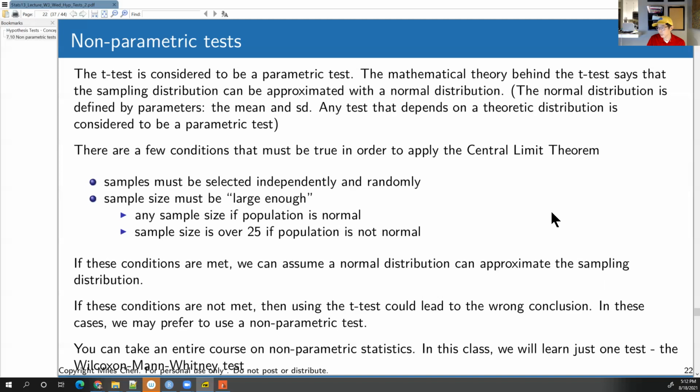Anyway, there are a few conditions that must be true in order to apply the central limit theorem. First, our samples must be selected independently and randomly.